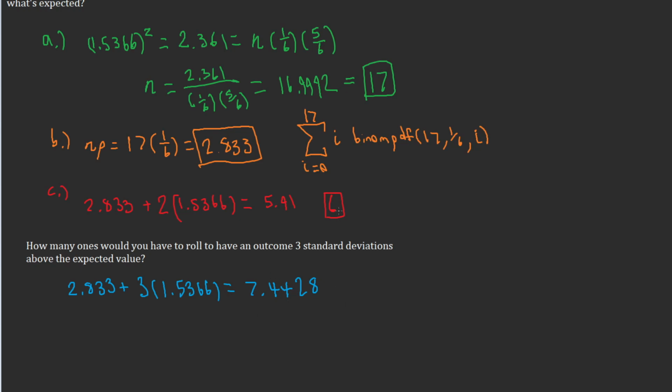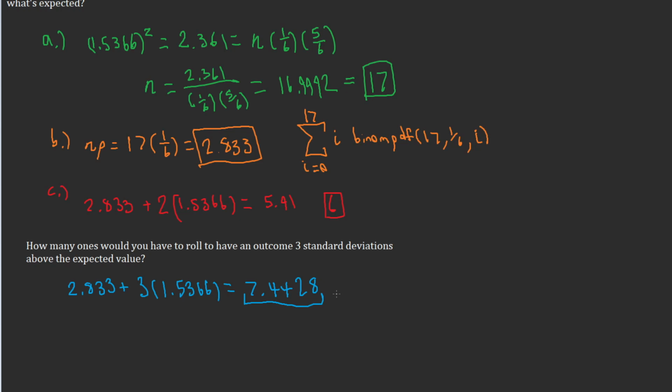And so here, in this case, if you rolled 7 ones, that would be less than the 7.4428 value, and so it would be less than 3 standard deviations above the expected value. This is the precise answer to our question as to how many ones you would have to roll to have an outcome that's 3 standard deviations above the mean. This is the answer we want, but we can only roll whole numbers. There's only whole number outcomes to that question. You can only roll whole number amounts of ones on a dice. You can't roll 7.4428 ones.